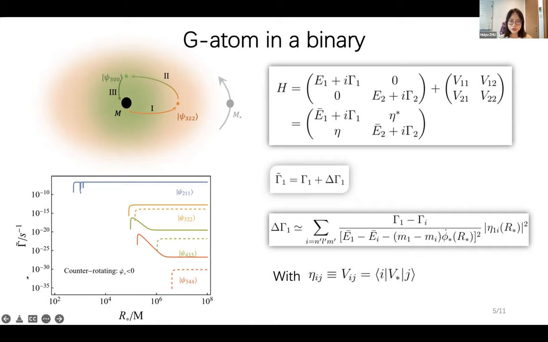But on the other hand, if we consider a smaller R star, we can see the effective superradiance rate will drop to 0 quickly. It means that the superradiance can be terminated totally.